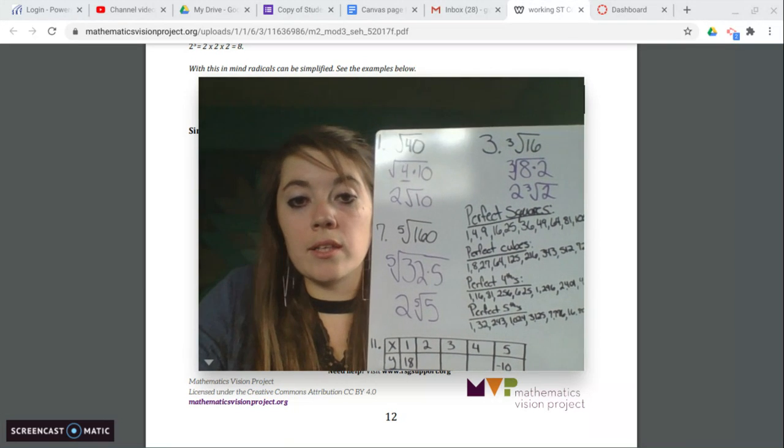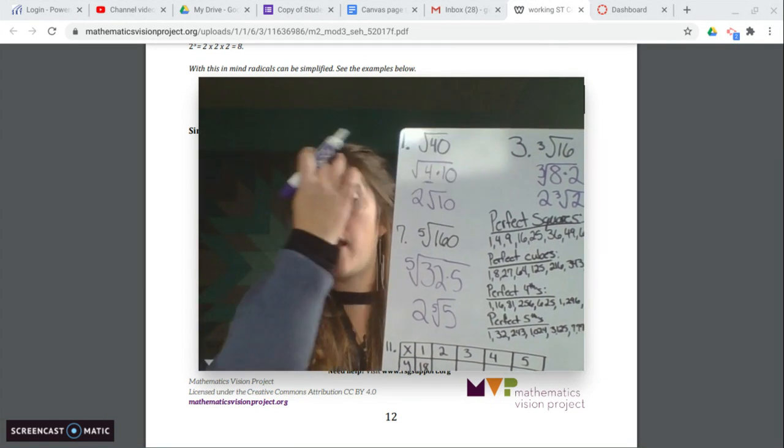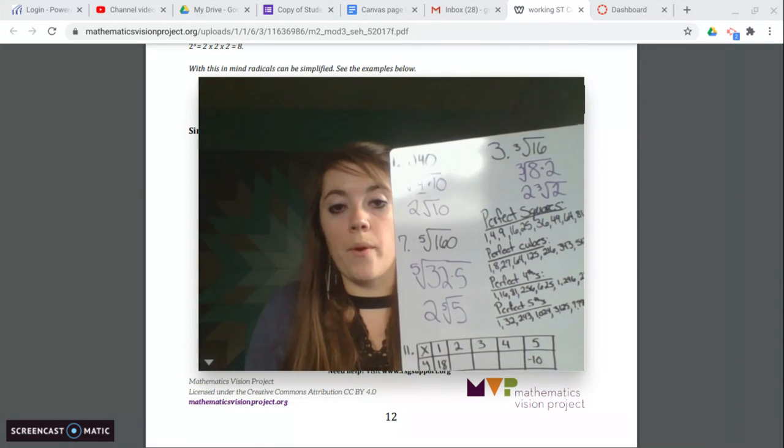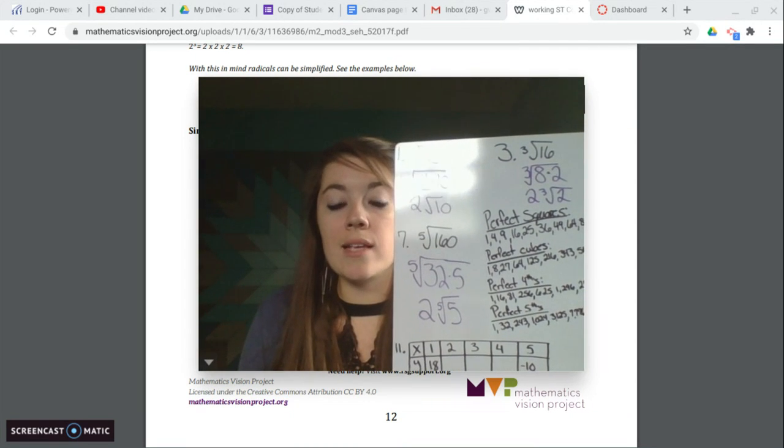So that's what you guys are looking at here, is finding the perfect power that goes into these and then bringing it to the outside so that it's not underneath anymore. So we want to get what's underneath the root to be as simplified as possible.